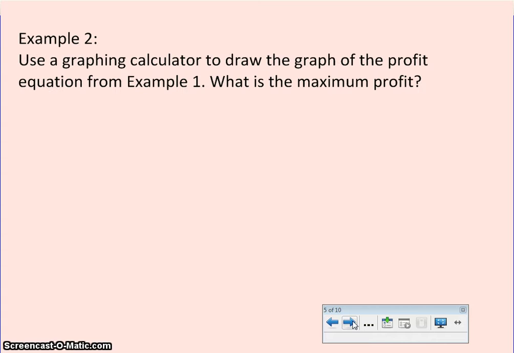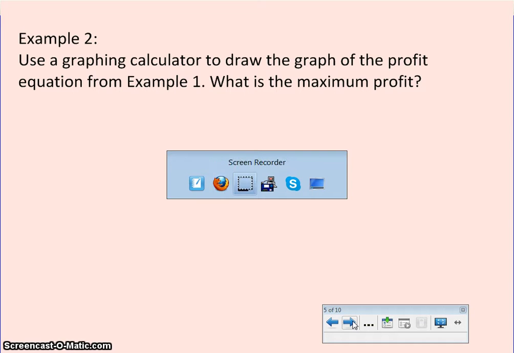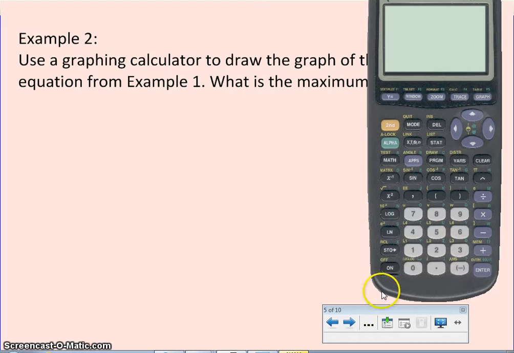All right, example 2, using a graphing calculator, draw the graph of the profit equation in 1. What is the maximum profit? So let's go ahead and go over here to our graphing calculator, and we're going to actually put in, give me a second here, and we will get out of here. This is some old information. Let's go ahead and delete all of our old equations. So if you have any in yours, go ahead and make sure you do the same.